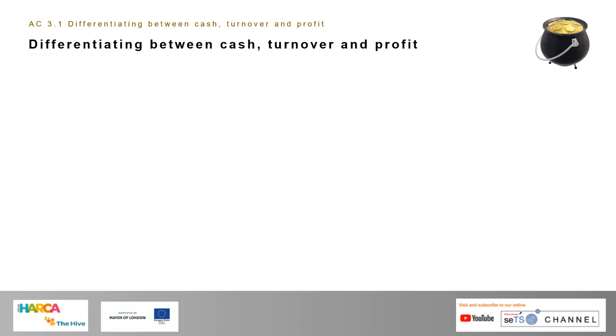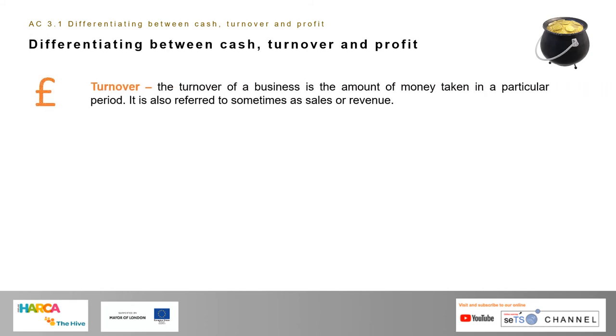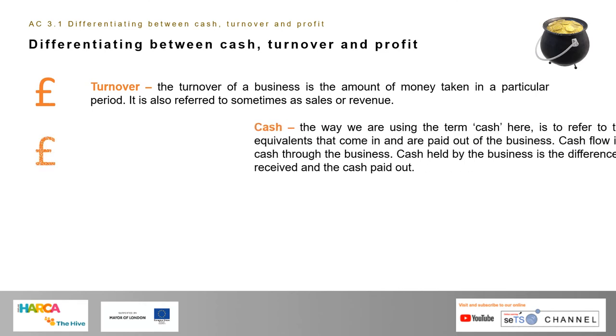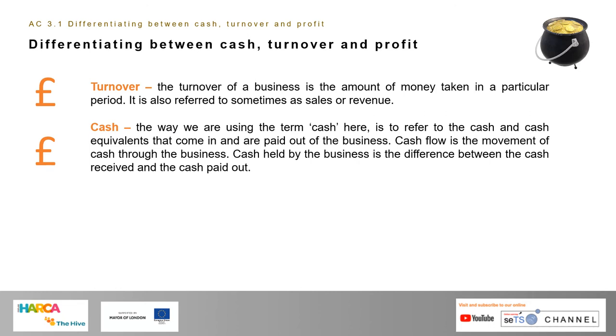Differentiating between cash, turnover, and profits. Turnover. The turnover of a business is the amount of money taken in a particular period. It is also referred to sometimes as sales or revenue. Cash. The way we are using the term cash here is to refer to the cash and cash equivalents that come in and are paid out of the business. Cash flow is the movement of cash through the business. Cash held by the business is the difference between the cash received and the cash paid out.